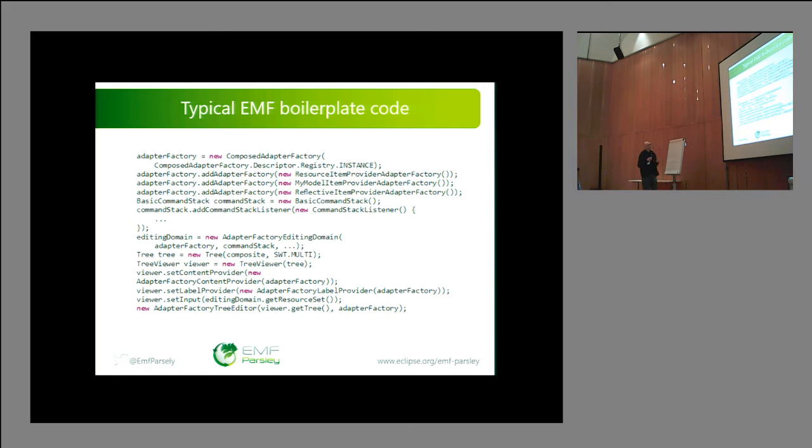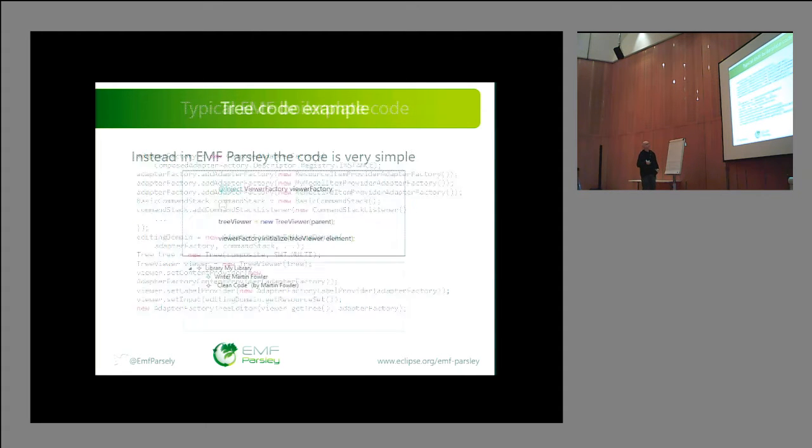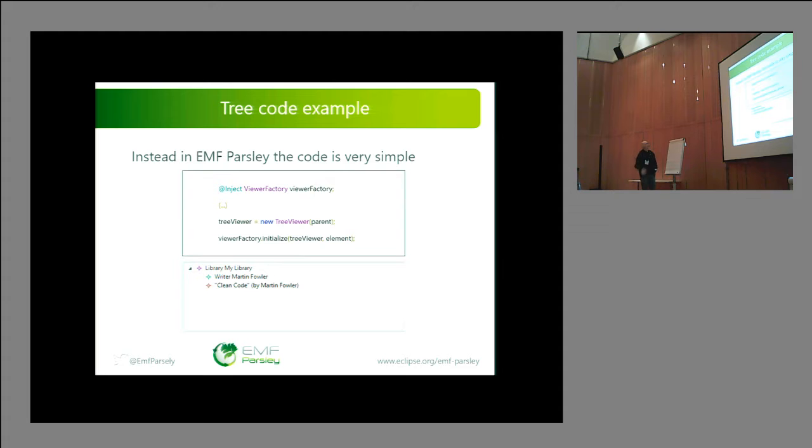The main idea of Parsley is to hide all these details and to use another customization mechanism that's based on dependency injection. So with Parsley, instead of writing all these lines, all you have to do is inject a viewer factory, create a tree viewer with standard API, and just initialize the viewer with the factory. And that's all. And you have an already working tree based on the model.